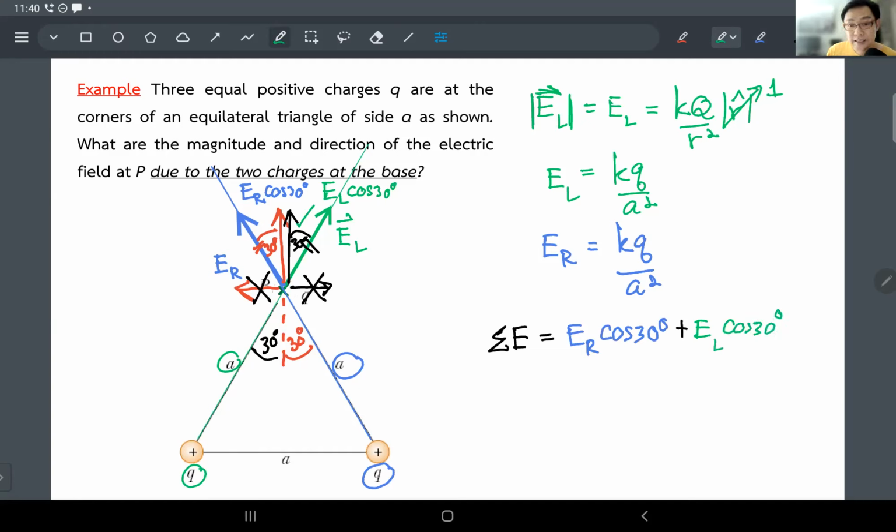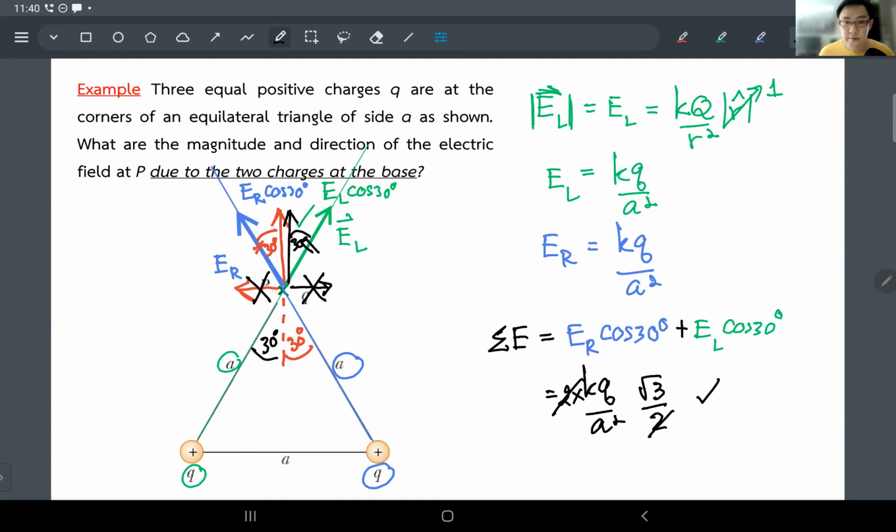Nice. But because these two are exactly the same size, I know it's going to be kQ over a squared. Cosine 30 is going to be root 3 over 2, and then multiply by 2, because they are exactly the same. The 2s cancel and you are done.